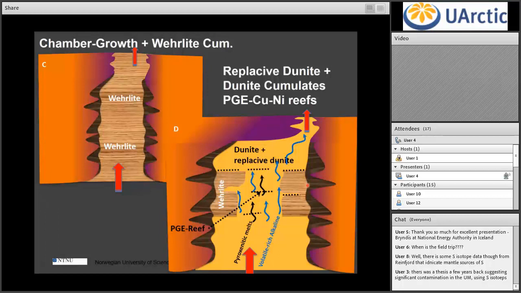Okay. But you don't really see the PGEs unless you're looking for them. We only have 1% sulfide, so it's very easily overlooked. Okay. It's barely rusty in these very fresh, pristine rocks.